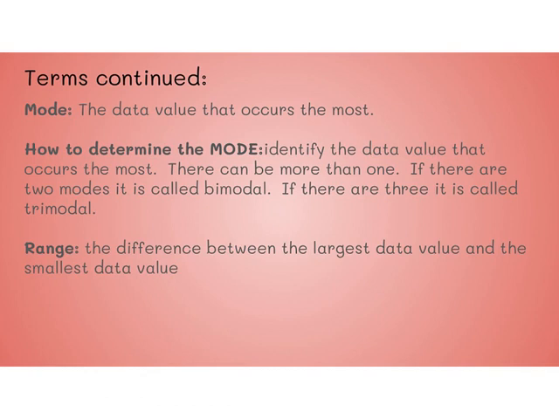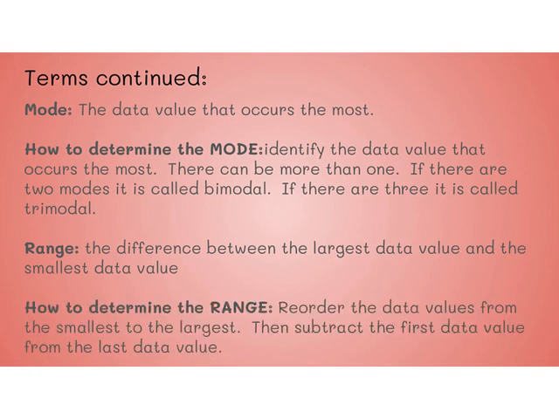Okay, so the range is the difference between the largest data value and the smallest data value. Again, you can reword how to determine the range if you'd like to make it shorter. You're going to reorder the data values from the smallest to the largest, just like we do when finding the median. But this time we subtract the first data value, which is our lowest one, from the last data value, which is the highest one.